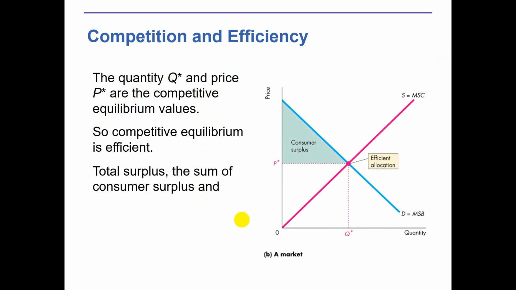The total surplus is the sum of the consumer surplus and the producer surplus. And we all know that consumer surplus is the area below the demand curve and above the price level, and the producer surplus is the area above the supply curve and below the price level. So the total surplus will be the sum of consumer surplus and producer surplus.